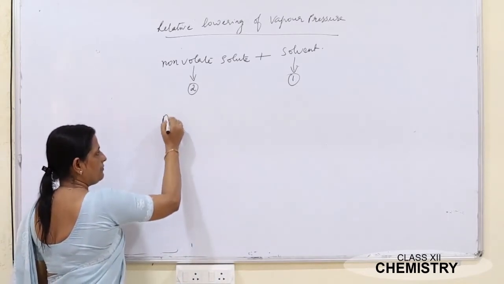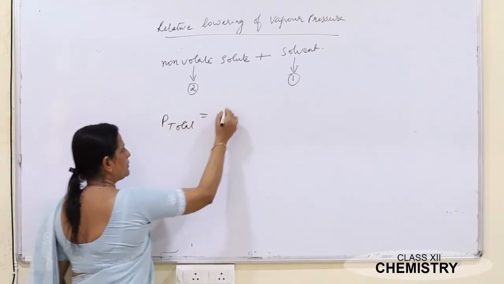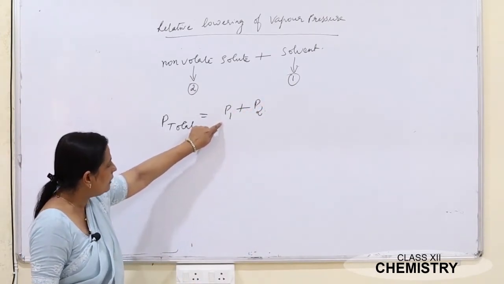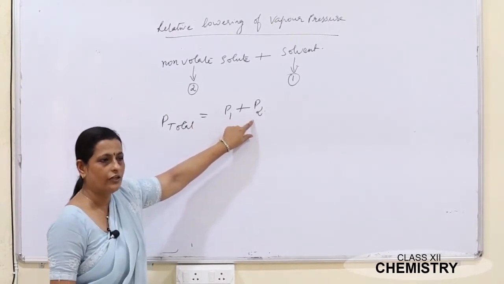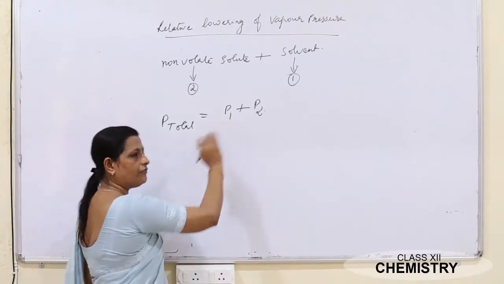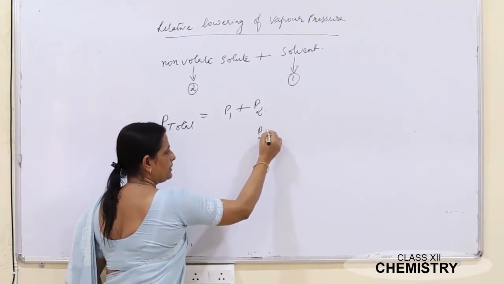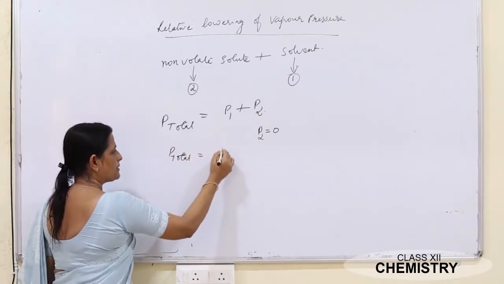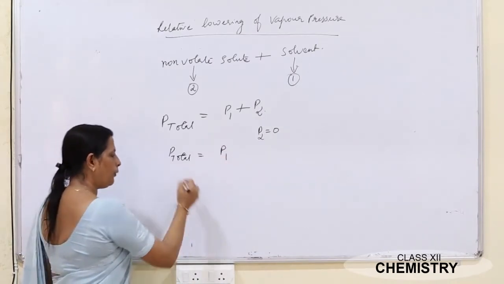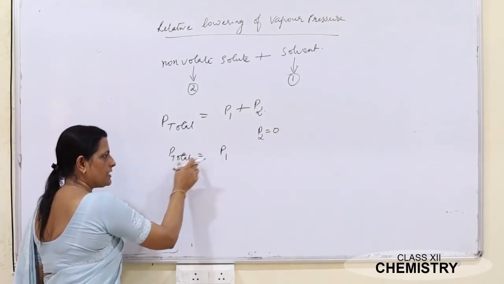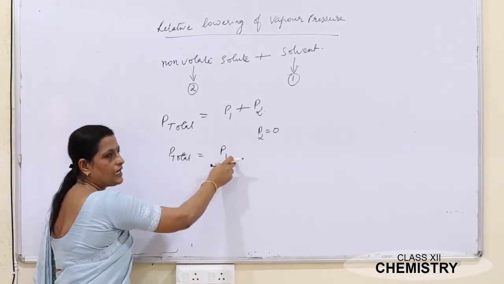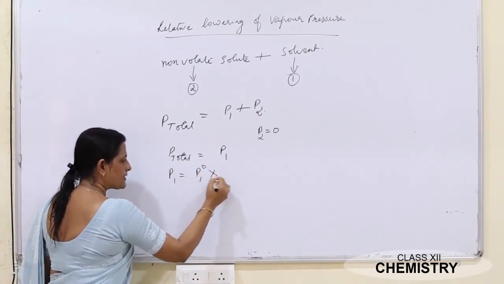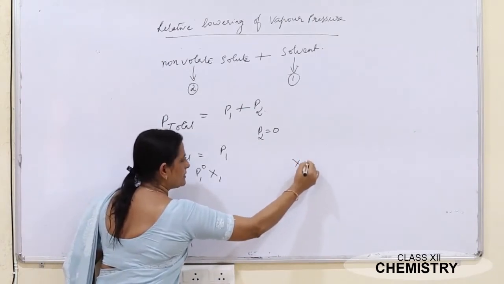So here you see, we know P total is equal to P1 plus P2. P1 is the partial vapor pressure of solvent and P2 is the partial vapor pressure of non-volatile solute. Now the non-volatile solute is not vaporizing. So what will be P2 equal to? P2 is equal to 0. So P total is equal to P1. So the total vapor pressure of the solution is equal to the vapor pressure of what? The solvent.